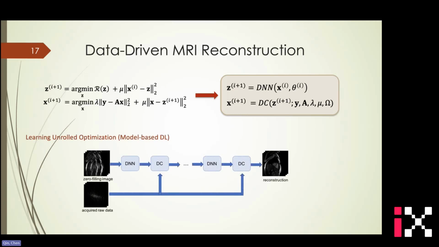So we call this type of approach model-based deep learning, that is, learning these unrolled optimizations. If we unroll it, we have DNN, data consistency, DNN, data consistency, that alternatingly update the images till the final reconstructions. And the data consistencies also receive the raw data that we have acquired from the scanner to make sure that the reconstructed images are consistent with what we have acquired in k-space.